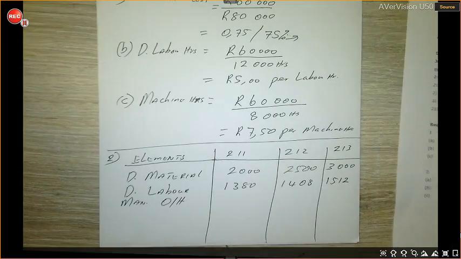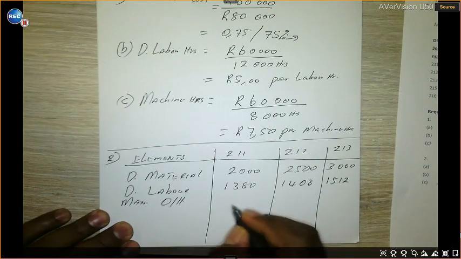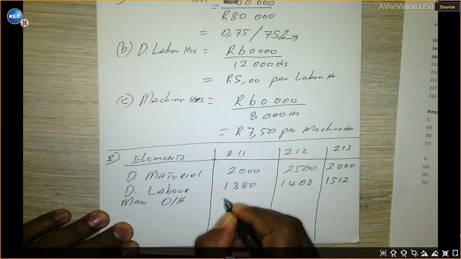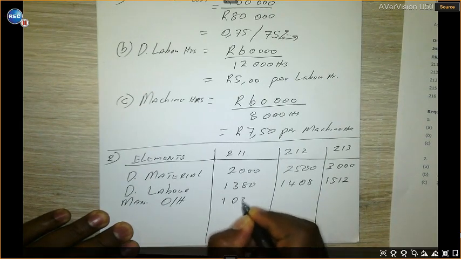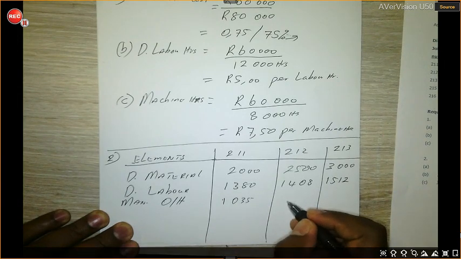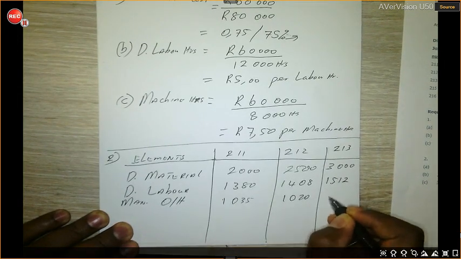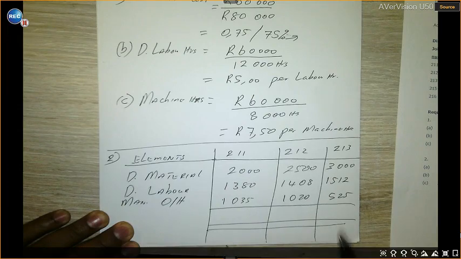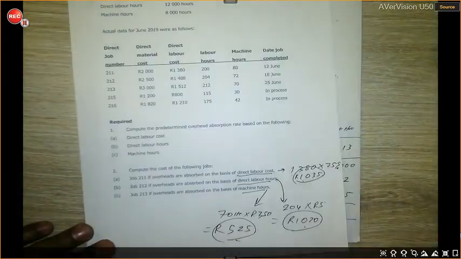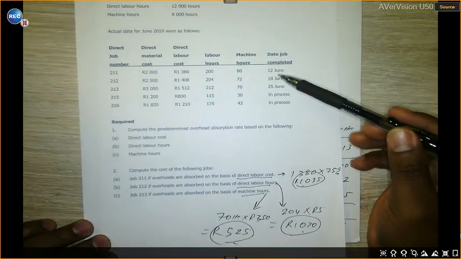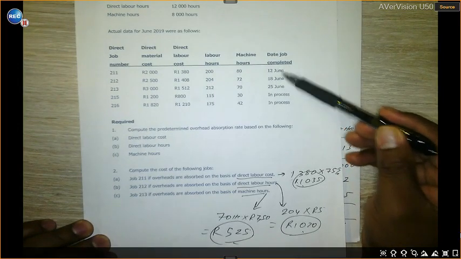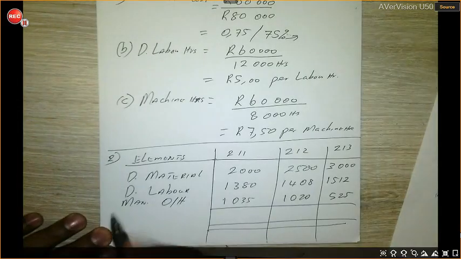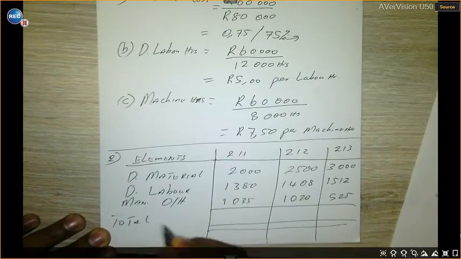Then you just simply go and substitute in your solution. Manufacturing overheads for 211, we said that we've got 1,035, then 212, 1,020, and 525. That's it. So those are the elements of the cost. And remember again, we said that these are the completed jobs, as you can see in the question, colleagues. If you look at the question there, they say date job completed, and you've got the dates. That is why we say this is going to be your total cost.